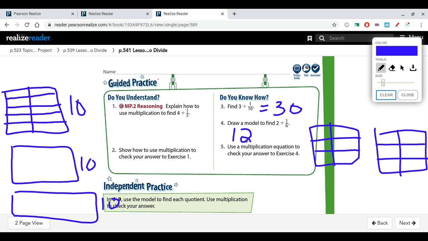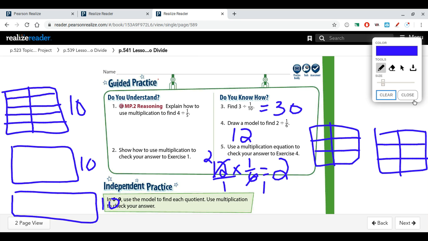To check this, I'm going to do 12 times 1/6 and see if that equals 2. So if I write 12 over 1 and do my cross canceling, 6 becomes 1, 12 becomes 2. My answer is 2. So my multiplication works.